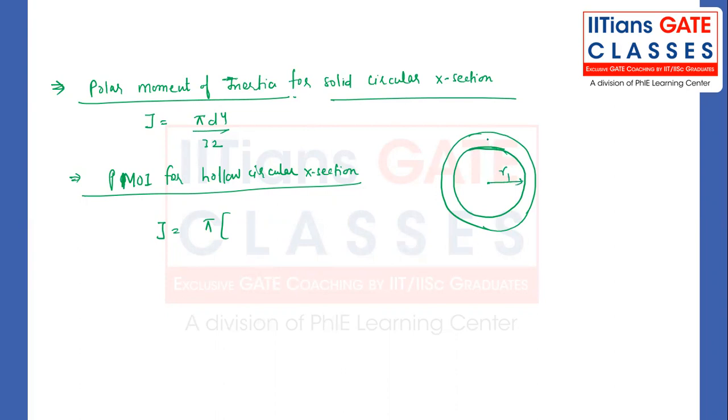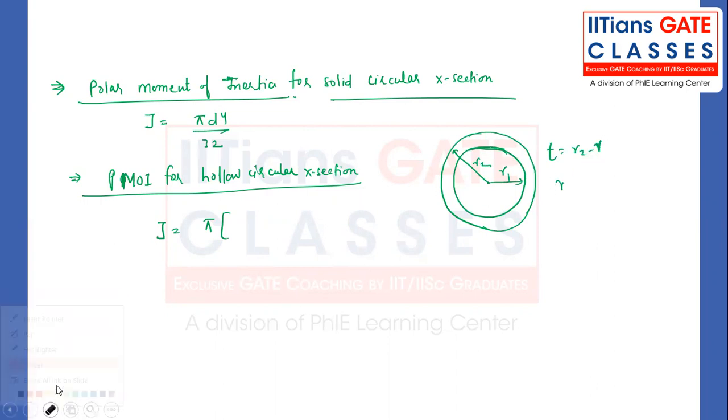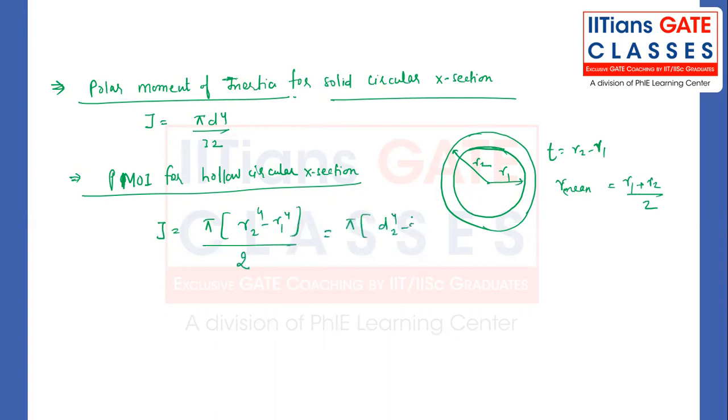Inner radius is R1. Outer radius we are considering as R2. Thickness I am considering as R2 minus R1. Mean radius I am considering as R1 plus R2 by 2. So J is pi times R2 to the power 4 minus R1 to the power 4, divided by 2. We can also write pi times d to the power 4 minus d1 to the power 4, divided by 32.